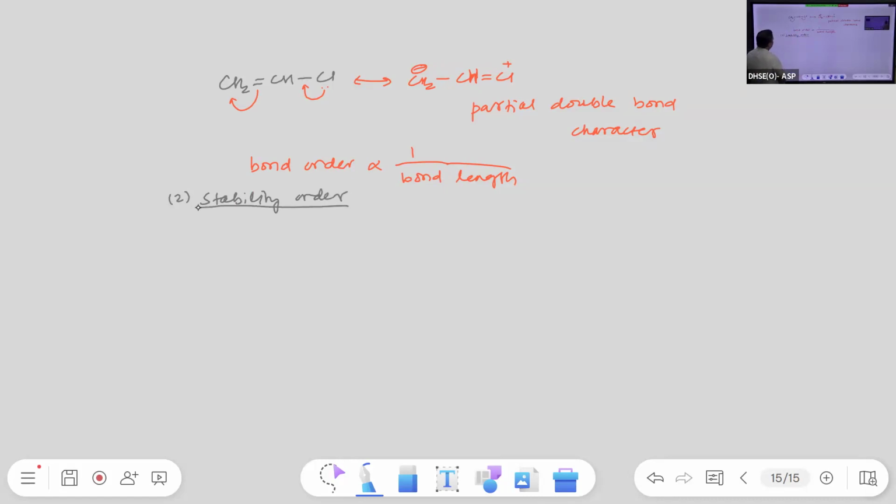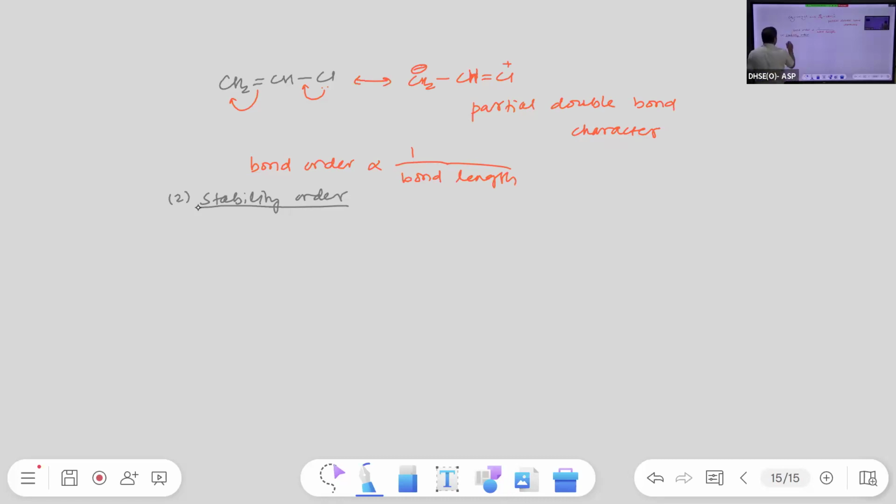It may be carbocation, carbanion, or free radical. As a result of resonance, the charges will get delocalized. If the charge is delocalized, try to understand, its availability is dispersed more, so its stability increases. So resonance can increase the stability of all the reactive intermediates. It may be carbocation, carbanion, or free radical.